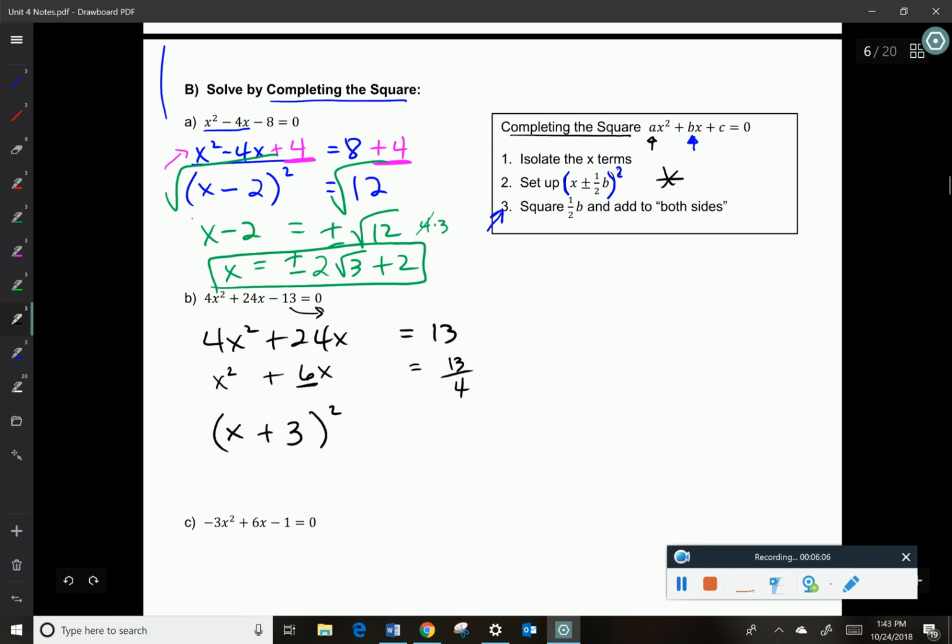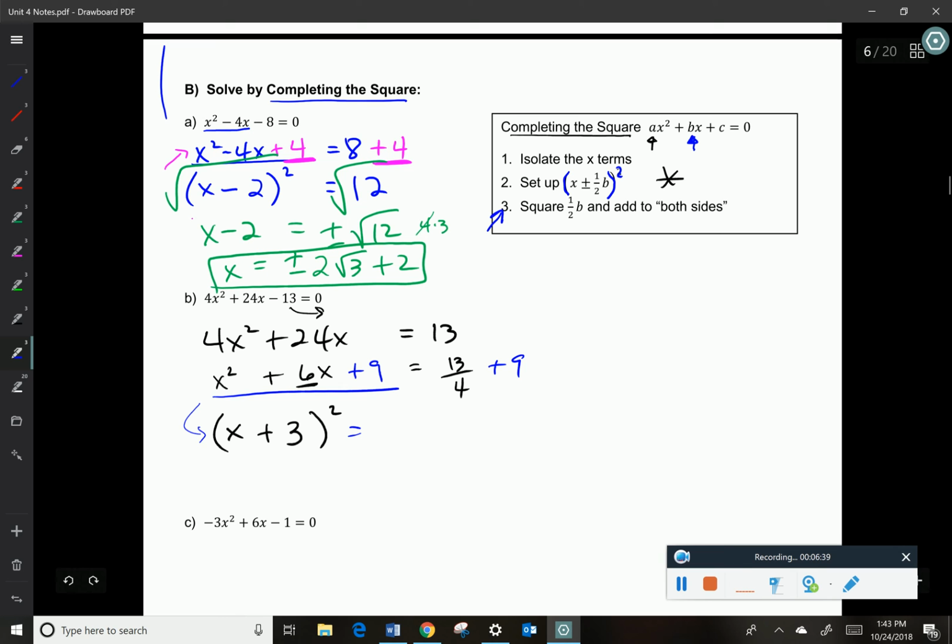Okay, so I'm going to leave out all of the extra explanation and go to step 3. Step 3 says you take that 1/2 b, so you take that 3, square it. So if I square that, I'm going to get 9. And notice it says to add to both sides. So it's like I'm adding 9 here and I'm adding 9 here. But remember, the 9 on this side doesn't really affect anything on the right because it took all of that just to get that quantity squared. So what I have over here on the right is whatever 13/4 plus 9 is.